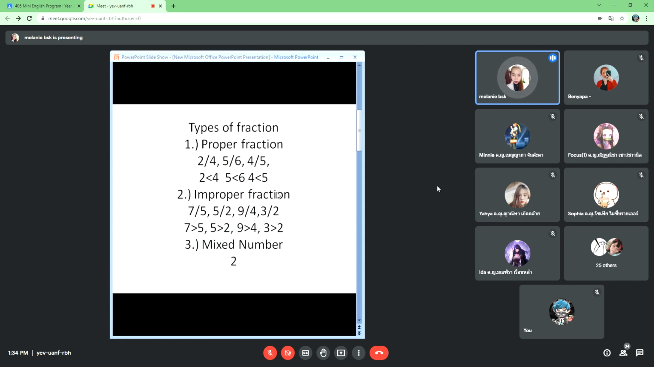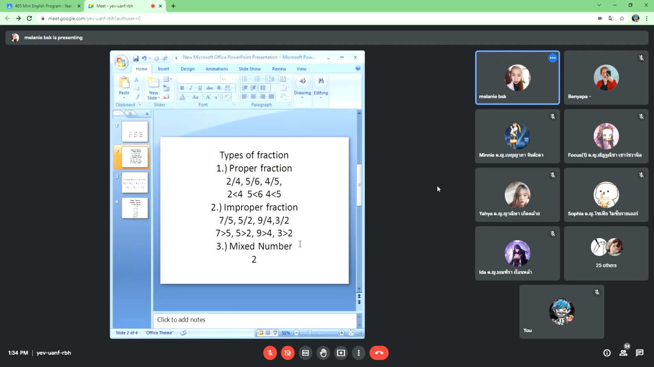Okay, so our lesson for today is types of fraction. We have three types of fraction: the proper fraction, the improper fraction, and the mixed number. Mixed number can also be called a mixed fraction.